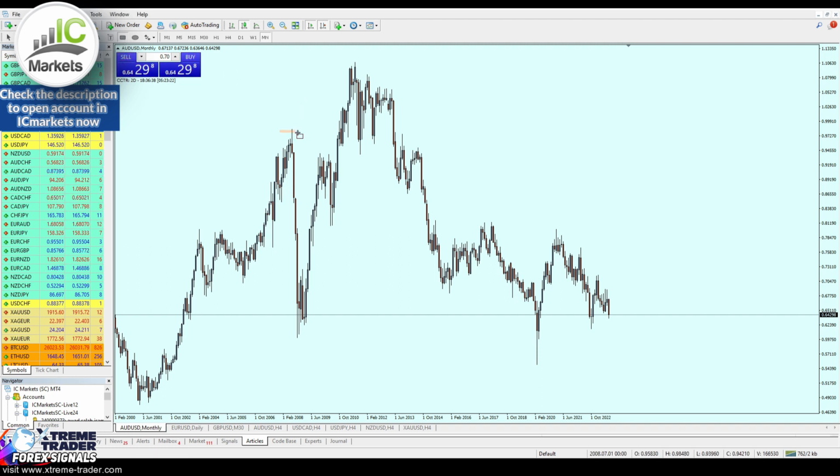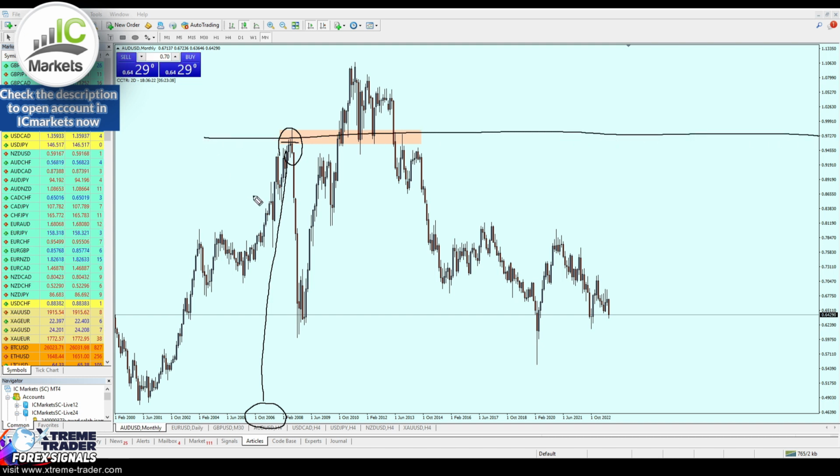Look at that. Right here, we have actually a strong level of a support and resistance. Let's track it. So right here, we can see that back in October 2006, the market respected the same level as a resistance. So meaning 0.97270 was actually a very strong level as a resistance back in 2006. Now later on, in June 2009, the market respected the same level now as a support. So meaning the broken level of a resistance has now become a support. Right? Alright, good. Let's continue.